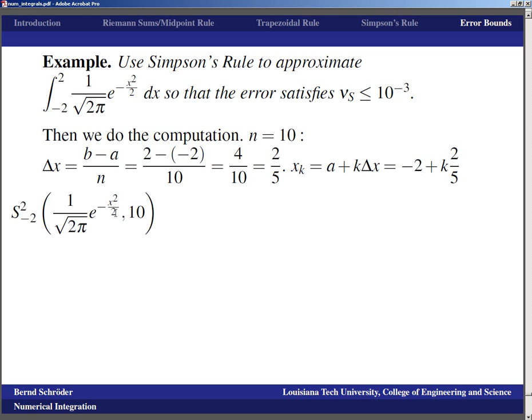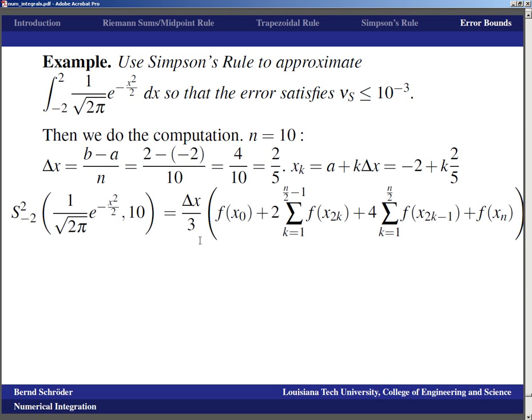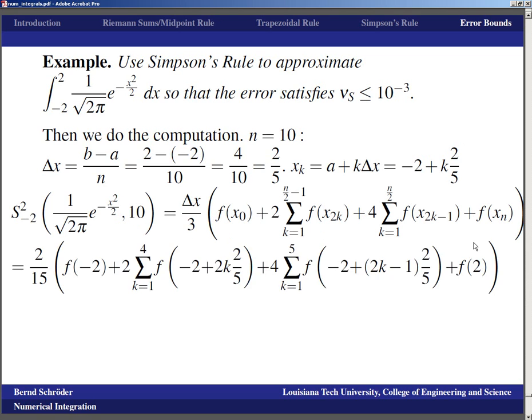And so now the Simpson approximation from negative 2 to 2, 1 over root 2 pi e to the negative x squared over 2 with 10 intervals will be delta x times our big old ugly formula. And of course, we stick that into a computer. I just realized that n halves minus 1 would be 4. N halves is 5. I plug in my endpoints that have even numbered indices. So that's where the 2k comes from here. I plug in my endpoints where I've got my odd numbered indices. That's where the 2k minus 1 comes from here. And then I let a computer give me the answer.